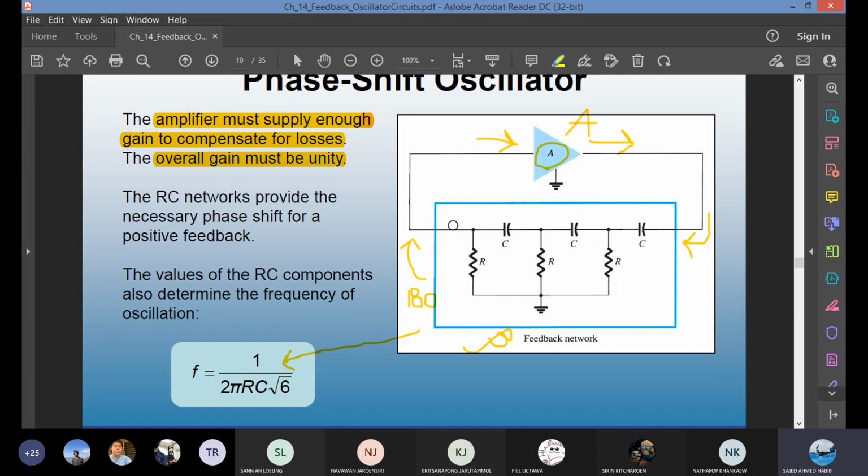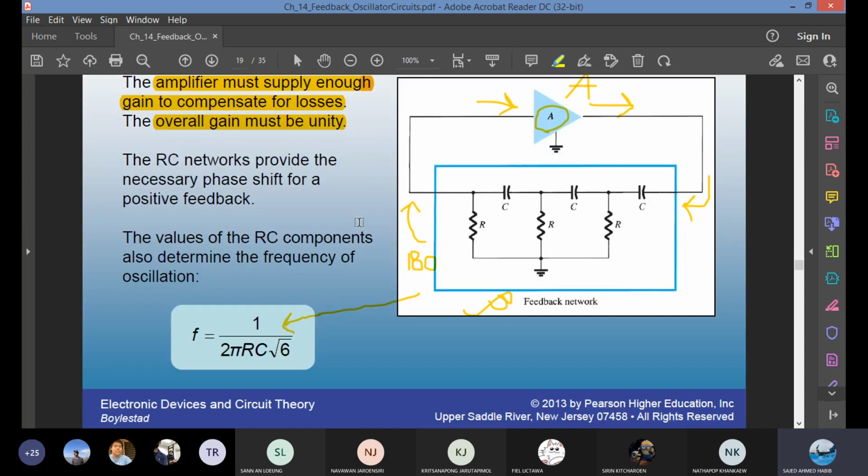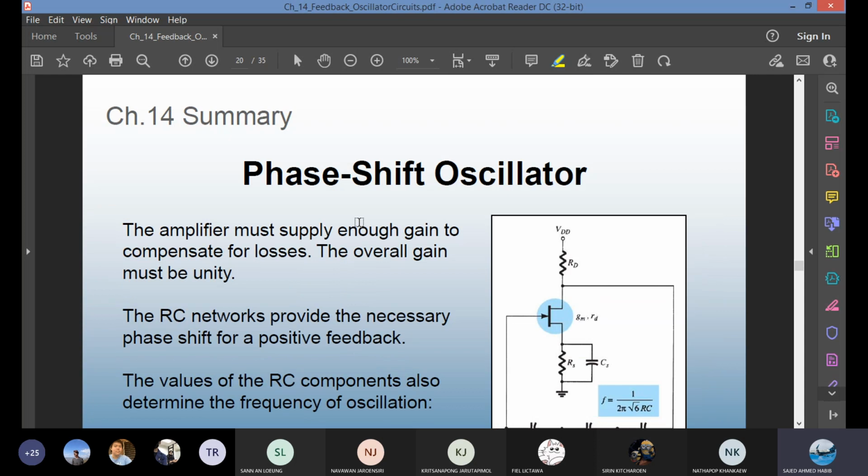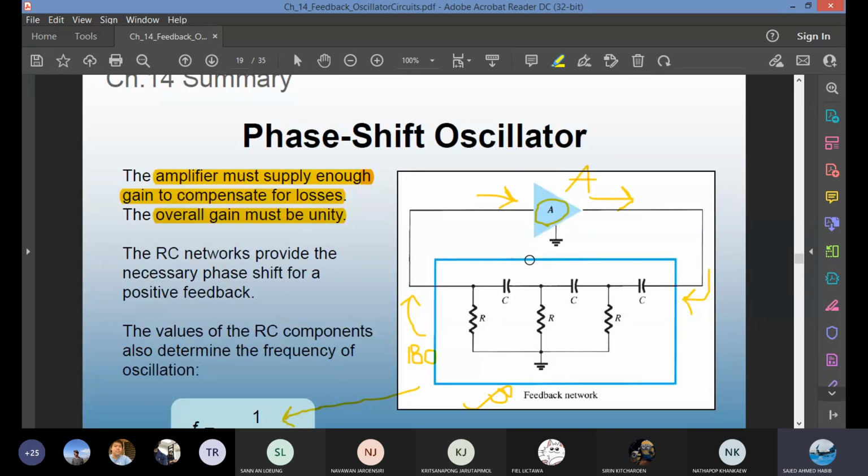If you have totally 1, altogether you have a completely stable 1, it doesn't go up or down. If you have less than 1 for beta A, your oscillation will die. The amplitude will be getting smaller and smaller, and at one time you will reach a point where you don't have any more oscillation.